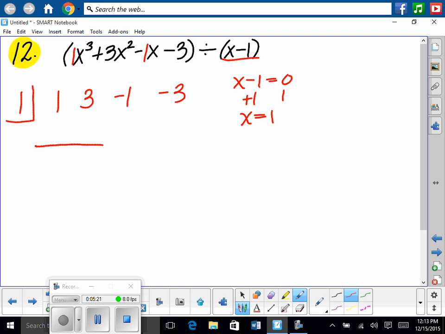The most important thing is to distribute your signs through when writing that. So this was negative 1, negative 3. We drop that straight down, multiply it back up. It's 1, so you put it right here. Add straight down is 4. 4 times 1 is 4. Add straight down is 3.